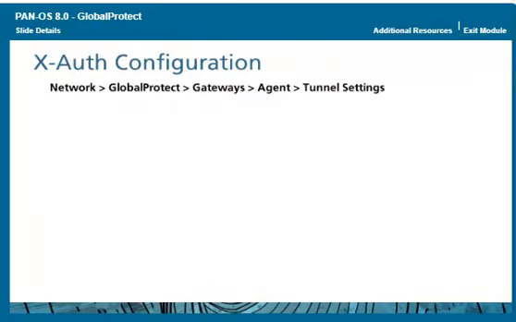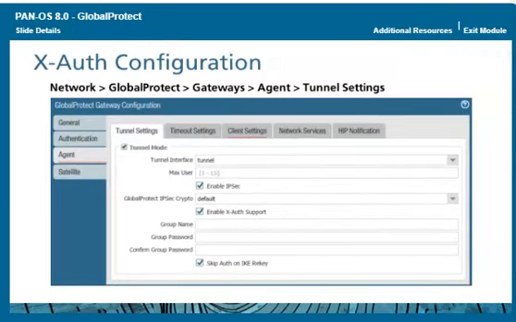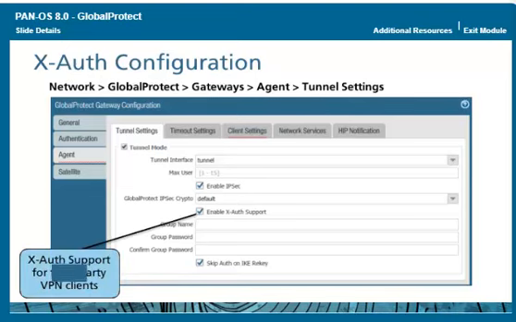Select the Enable XAuth Support option to enable extended authentication, or XAuth, support in the GlobalProtect gateway when IPsec is enabled. With XAuth support, third-party IPsec VPN clients that support XAuth, such as the IPsec VPN client on Apple iOS and Android devices and the VPNC client on Linux, can establish a VPN tunnel with a GlobalProtect gateway. The XAuth option provides remote access from the VPN client to a specific GlobalProtect gateway.